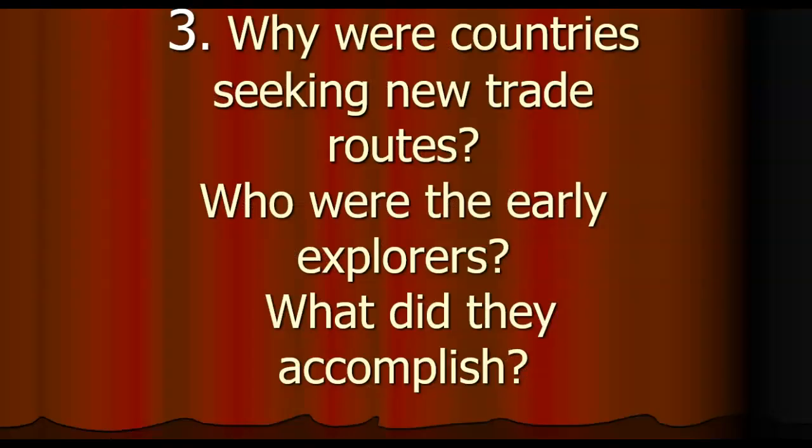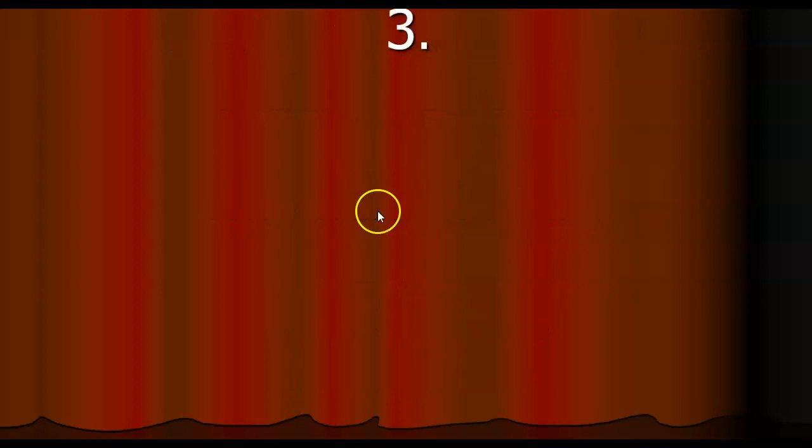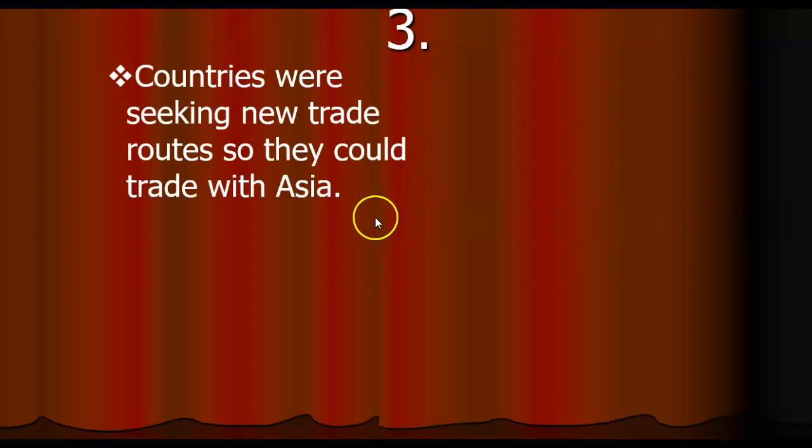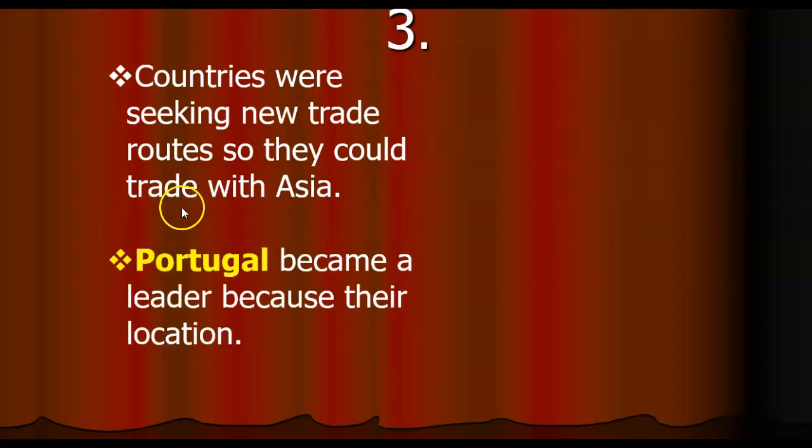Now, if you're looking at a map, you realize that Europe and Asia are connected. So some of you might be thinking, why didn't they just go overland? Why are these countries seeking new trade routes? And who were those explorers and what did they accomplish? Well, countries are seeking new trade routes because you have to understand what's going on at the time. We've all heard maybe of the Crusades, and so that central area of the Middle East was an area that you wanted to avoid because those people were of a different culture, different religion, and you could run into trouble. So they felt the water was the best place.